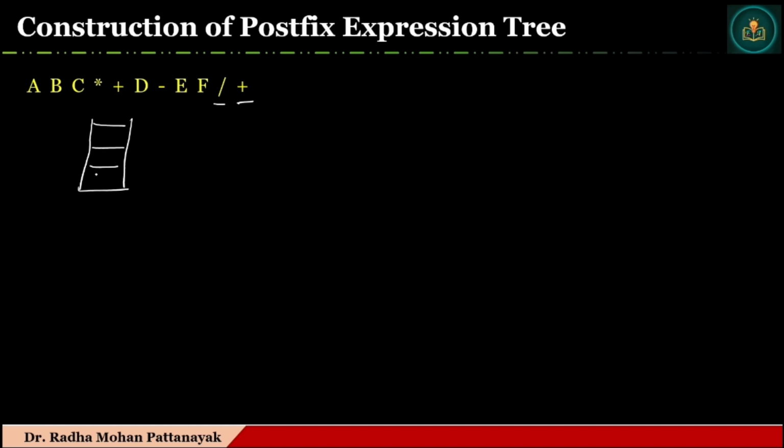First operand is what? A. So push that A into the stack. Then what is the second operand? B. So push B into the stack. Then what is the third operand? C. Put C into the stack. What is the next character? Multiplication. So when multiplication comes, what will you do?